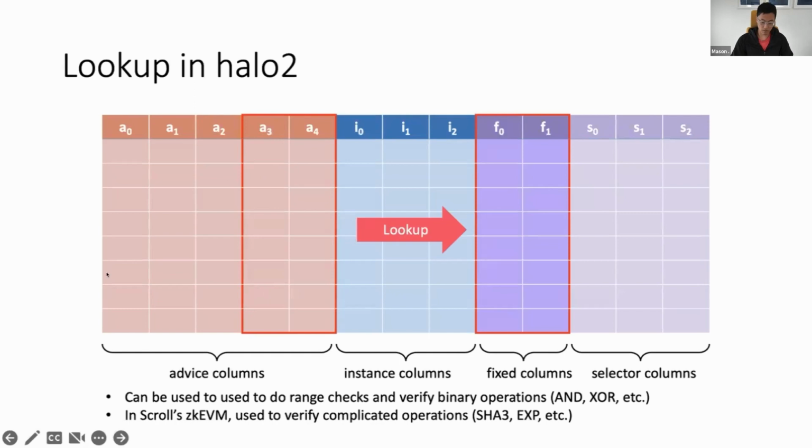One big difference in Halo 2 versus Halo 2 CE is that in Halo 2 CE, you can actually do lookups between, say, two advice columns. Whereas in Halo 2, the lookup for the advice column has to be fixed columns. And in Scroll's zkevm, we basically use lookups everywhere to link different subcircuits together.